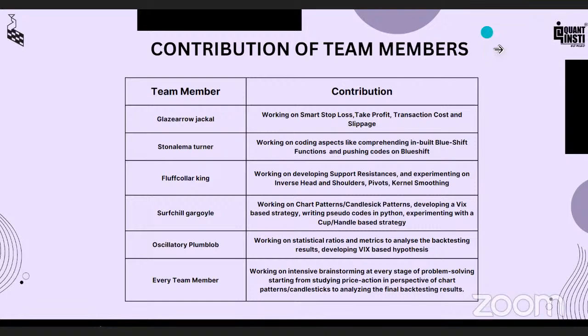Thanks, guys. Thanks very much for your part. Can we have the next team, please? Yeah, sure.